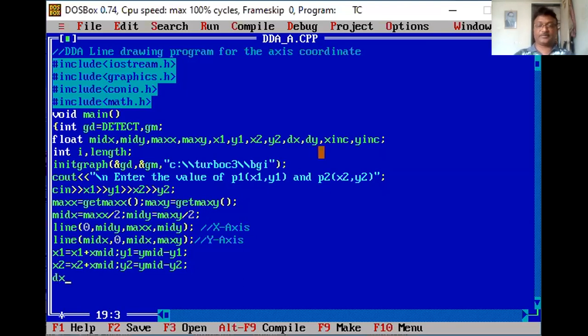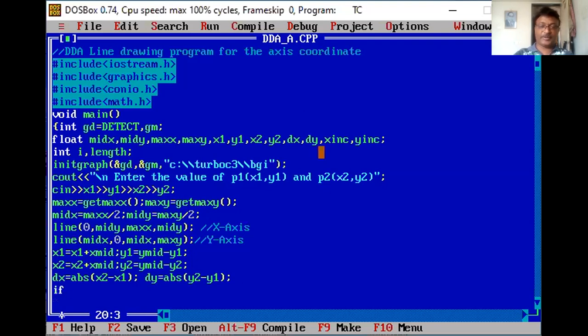So what is the value of dx? It is the absolute value, using the math function, of x2 minus x1. Now what is the value of dy? Here again, you consider the absolute value of y2 minus y1. So this is the value for your dx and dy. Now what is my next point?